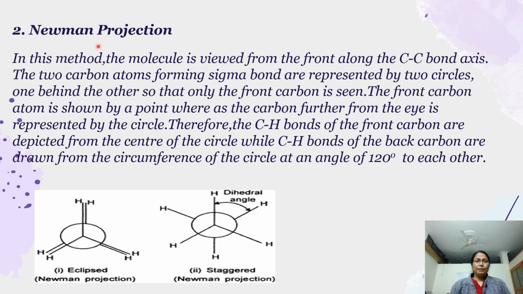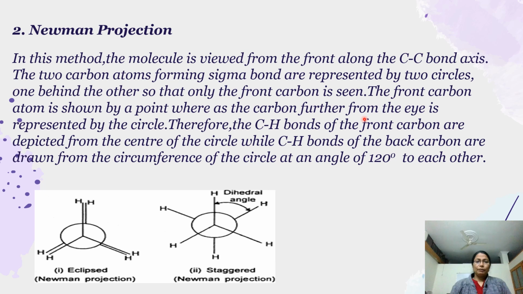सेकेंड इज अवर न्यूमैन प्रोजेक्शन. In this method, the molecule is viewed from the front along the carbon-carbon bond axis. और जो दो कार्बन एटम है that form the sigma bond are represented by two circles. और जो दो कार्बन होते हैं इथेन के उन्हें दो सर्कल से हम दर्शाते हैं. One behind the other. एक कार्बन के पीछे एक कार्बन होता है. So that only the front carbon is seen. And the front carbon atom is shown by a point. और जो पहला जो कार्बन होता है फ्रंट कार्बन जिसे हम कहेंगे उसे पॉइंट से दर्शाते हैं.